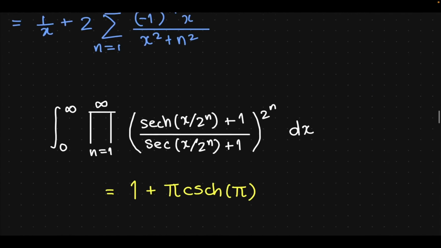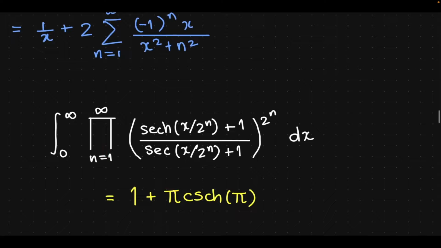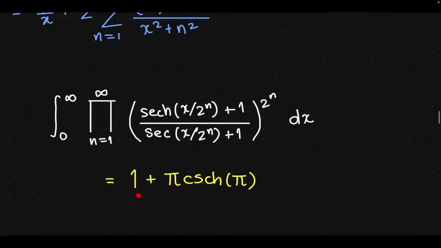And from that, it basically follows that this entire thing, integral 0 to infinity, product n equals 1 to infinity, of hyperbolic secant of x over 2 to the n plus 1 over secant of x over 2 to the n plus 1, quantity raised to the 2 to the nth power dx, is just 1 plus pi times hyperbolic cosecant of pi. And that's it. We're done.